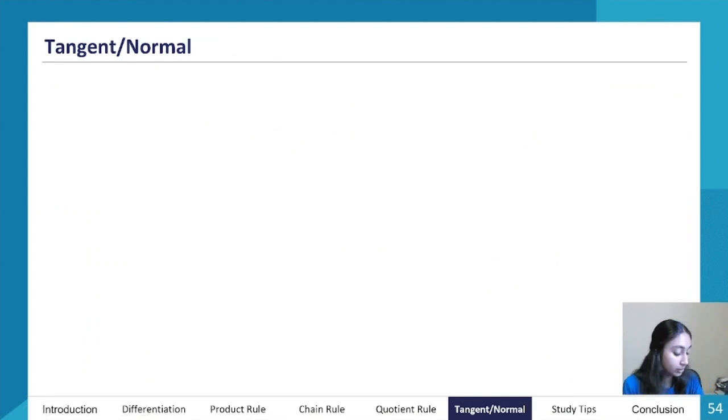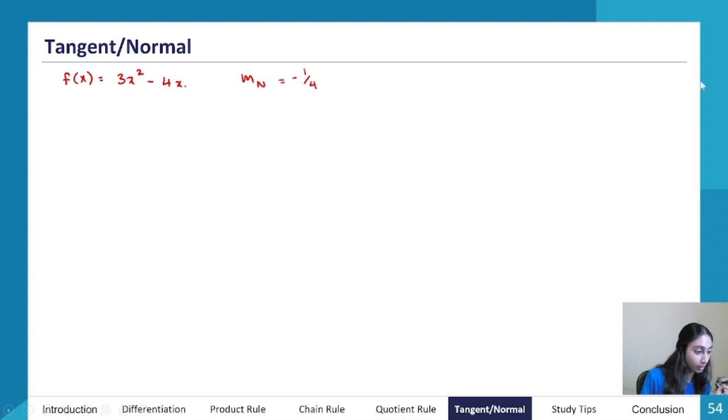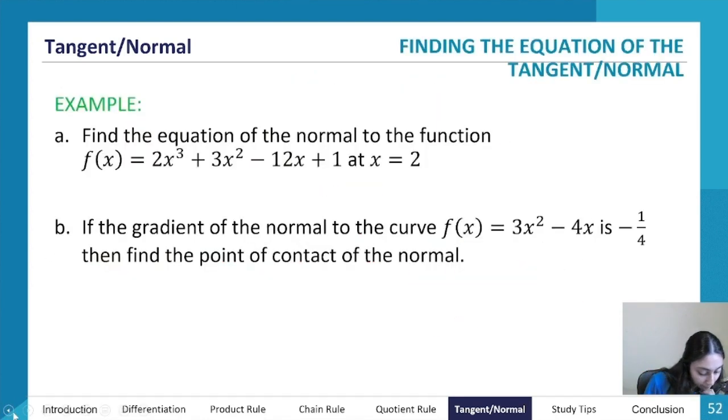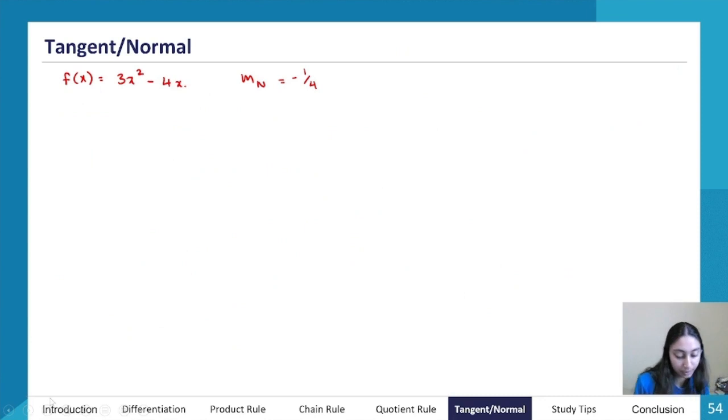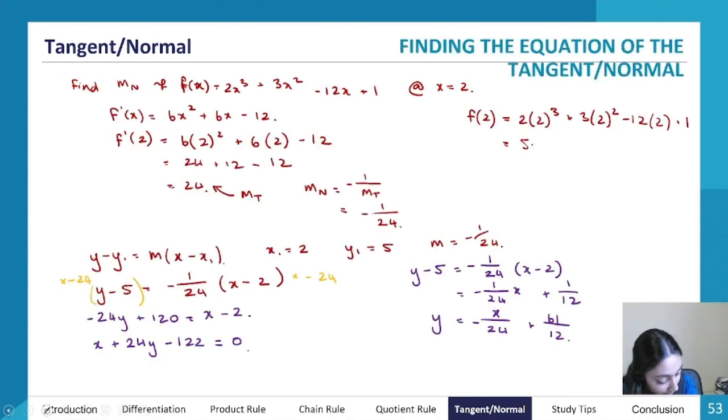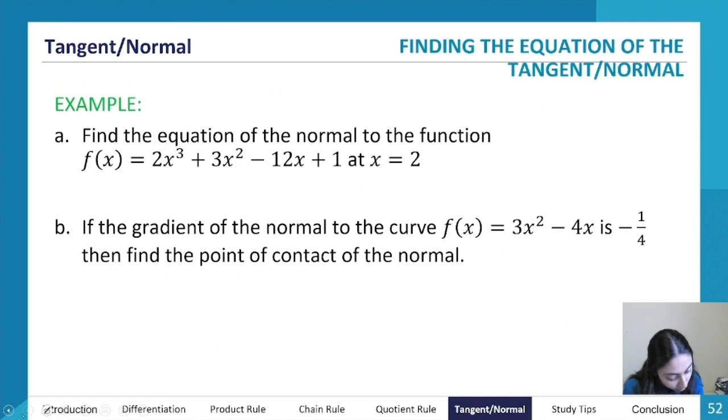So the question is my f of x is equal to 3x squared minus 4x. And my gradient of the normal is equal to negative a quarter. What is the x coordinate? No, it said what is x1, y1 equals what? Okay, that's the question. And I just need to double check that I got the actual equation right. Perfect.